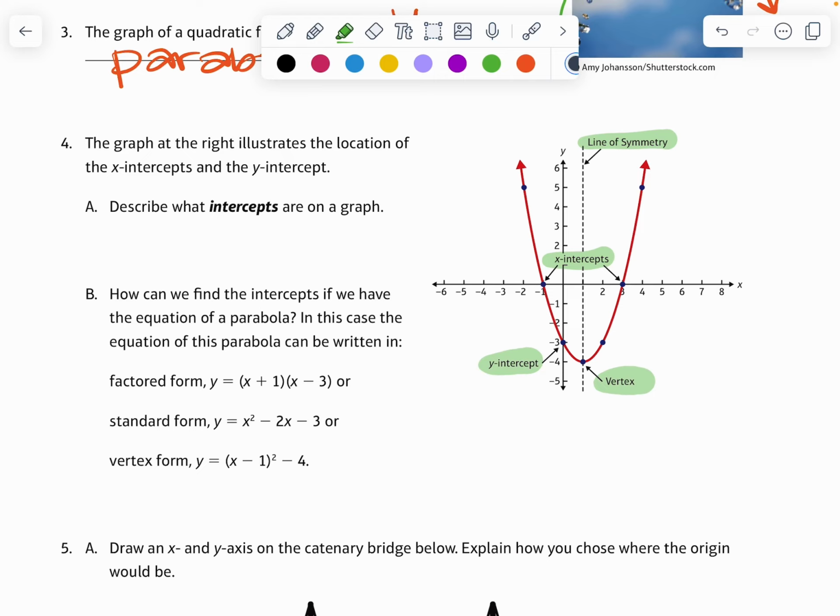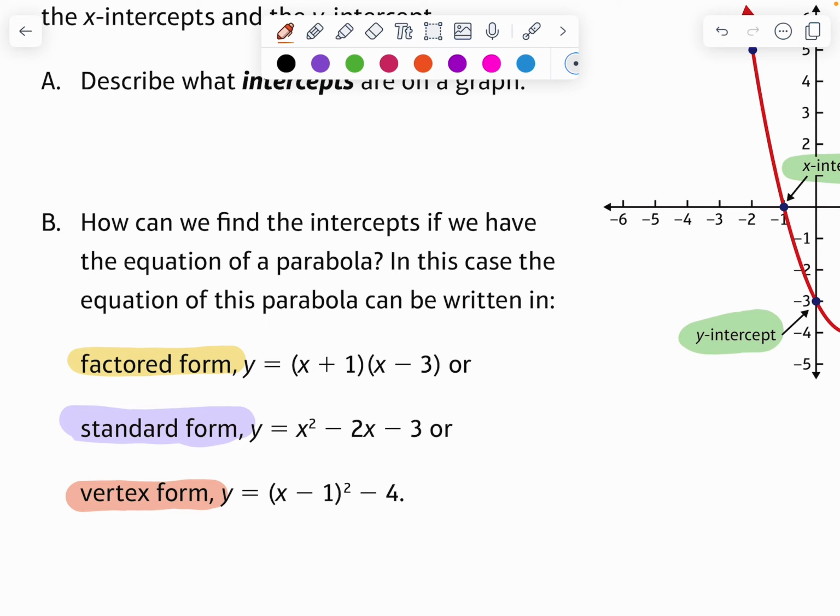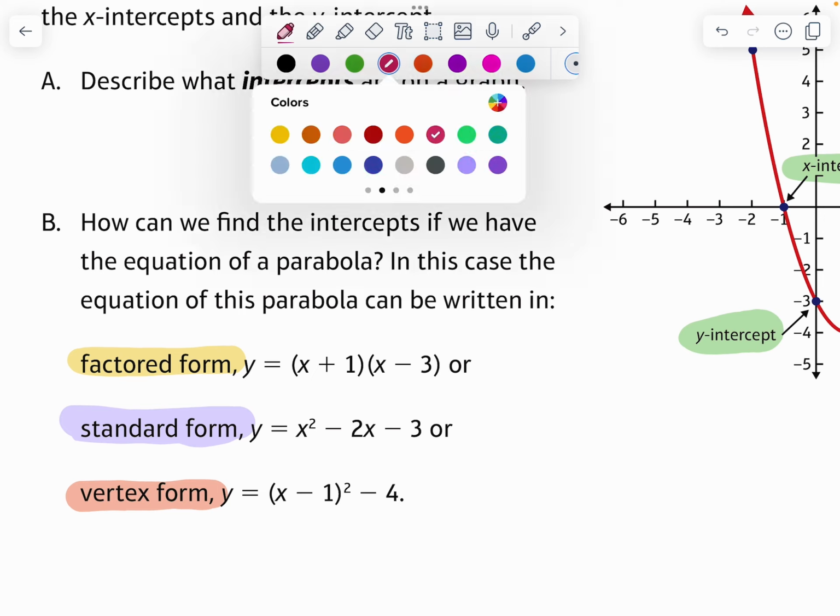Okay, there's different ways to find all this information on this graph. There's something called factored form. There's another one called standard form. And then vertex form. Now, we're going to learn all of these in this unit, but some we know more than others, all right? So we don't know how to factor yet, so don't panic. We're not factoring yet, okay?